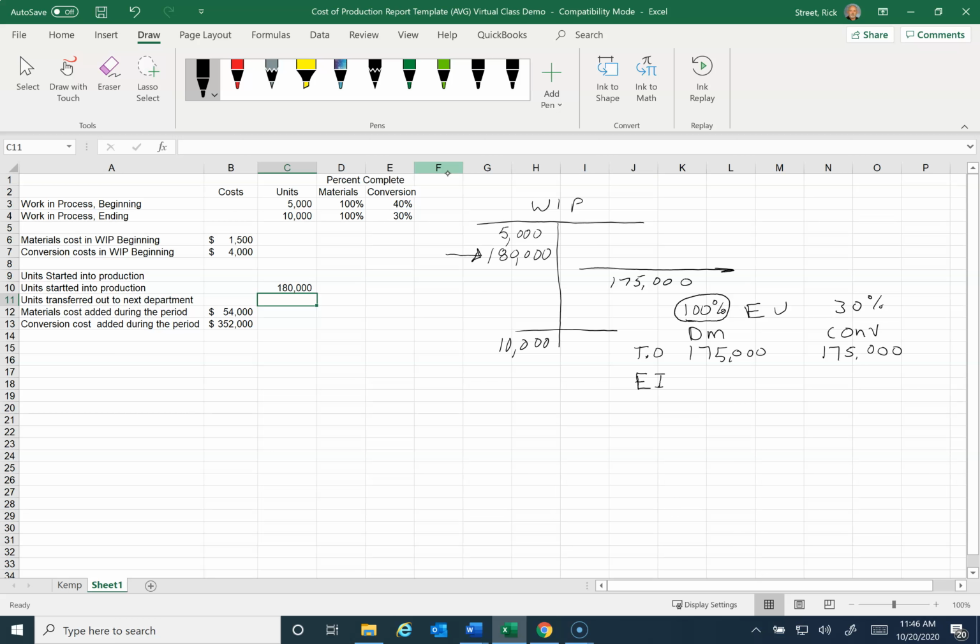Our ending inventory is 10,000 units times 100%. So for direct materials, we have 10,000 units equivalent. Conversion cost is going to be something slightly different. We're going to have 10,000 units times the 30%, or 3,000 units. Now we add these units up, and this is our total equivalent units. I'm just going to put a little total here. So our total equivalent units for direct materials is 185,000, and our total equivalent units for conversion costs is 178,000.